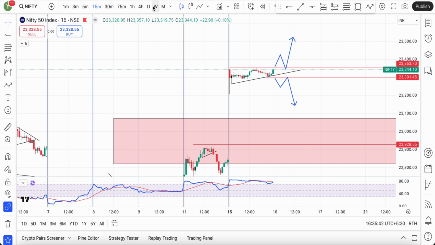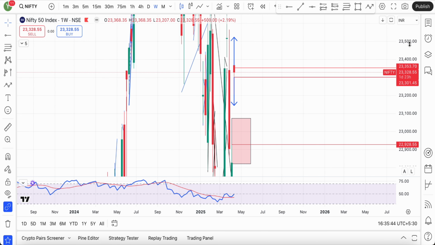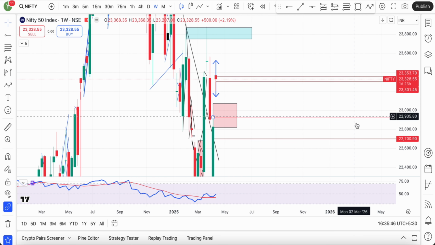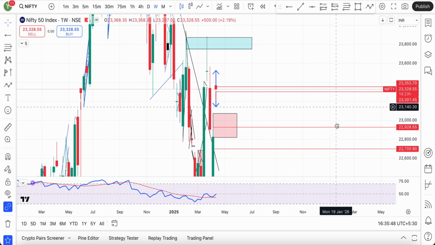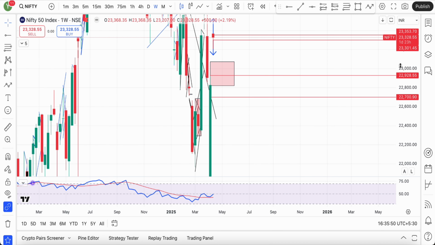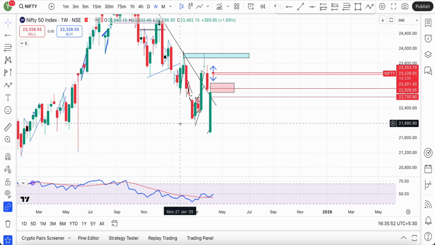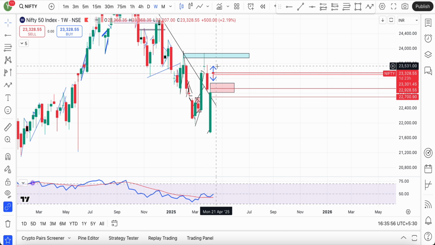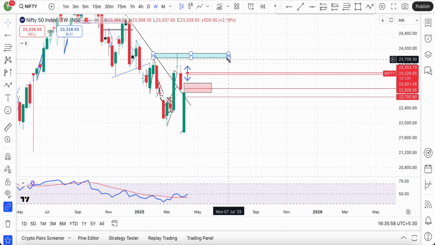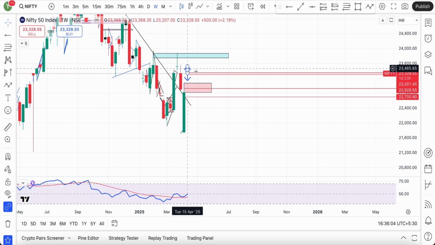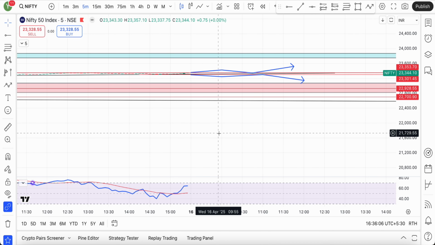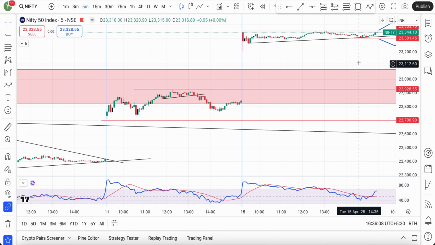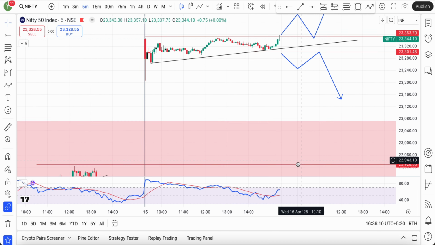And like I said in the last video, on the weekly time frame we had seen a good positive divergence which has played out very well, and it's still in play. A move above this zone, which is the 23,560 zone, would also be taking out this high. And so things look positive for me now. I'm more biased towards the positive side.